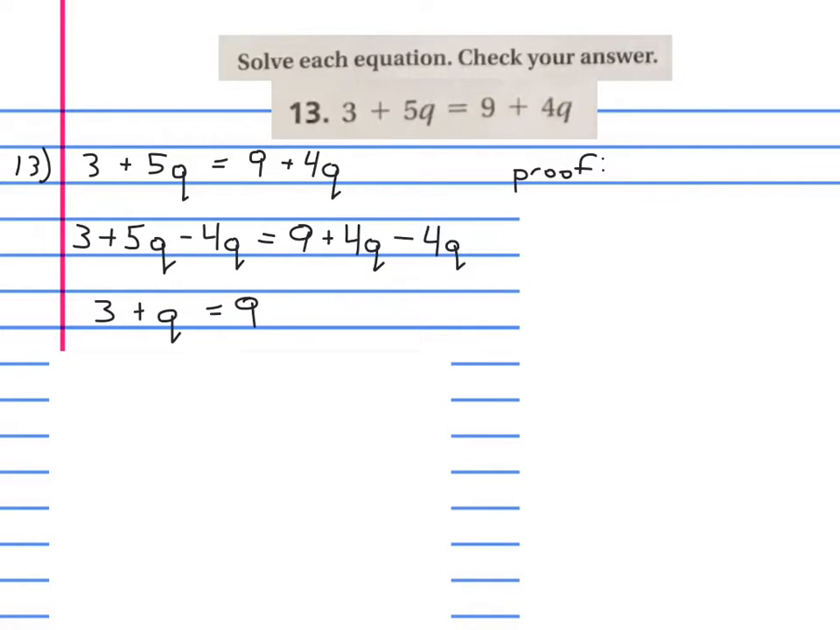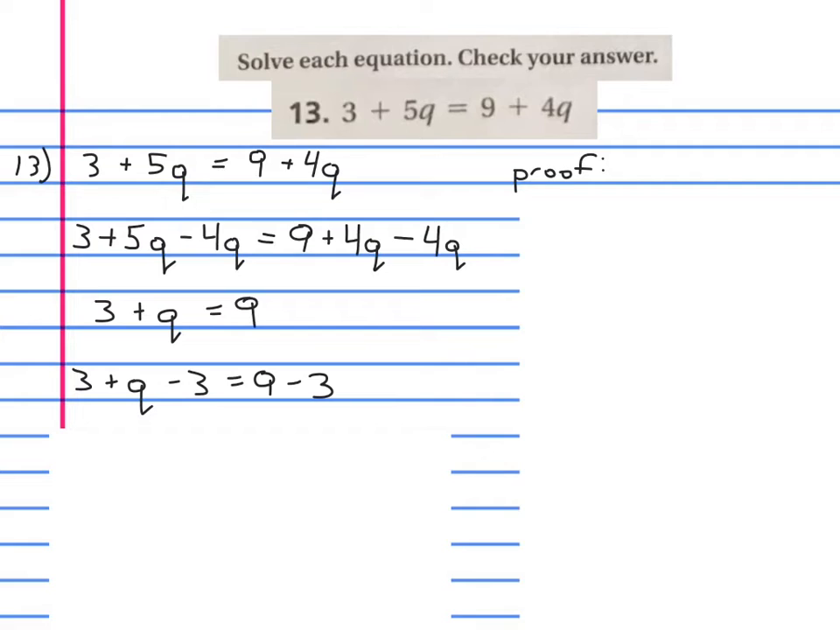And that's nice and neat because now I'm already down to a single one of the variable. The coefficient of the variable is already 1. So what am I left to do? Well, I want to undo what's happening to q, and what's happening to q is 3 is being added to it. So I do minus 3. So I do 3 plus q minus 3 equals 9 minus 3.